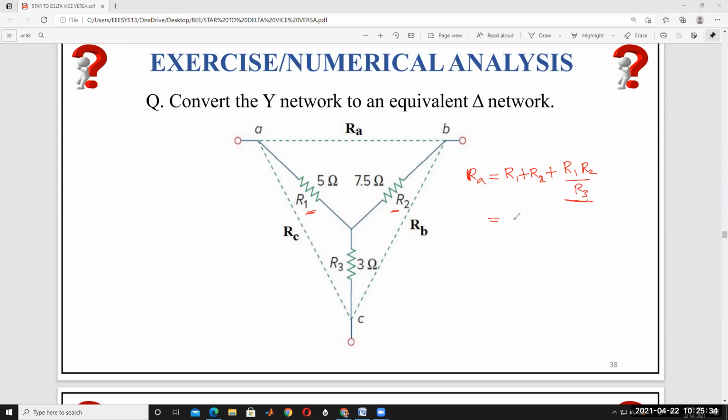So R1 how much? 5, R2 7.5. Then multiplication of these two, 5 into 7.5 divided by the remaining resistor, that is called 3. Simplify RA. It's clear? And that's simple. Nothing is different. So this resistance is nothing but addition of these two plus multiplication of these two by the remaining, that is called 3.